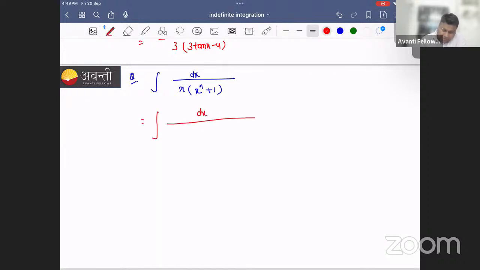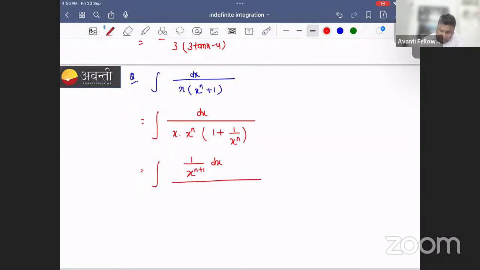Take x to the power n common. So x is already there. You took x to the power n common. It became 1 plus 1 upon x to the power n. Got it? Now, this became what? 1 upon x to the power n plus 1 dx upon 1 plus x to the power minus n.